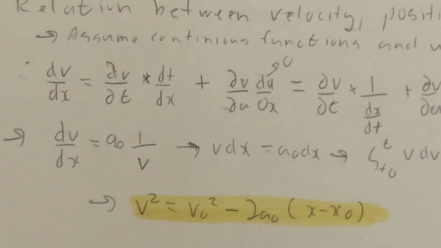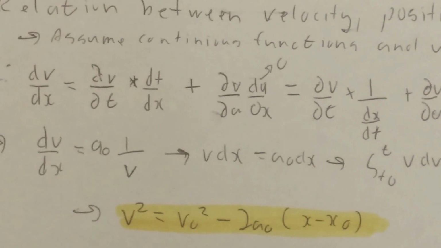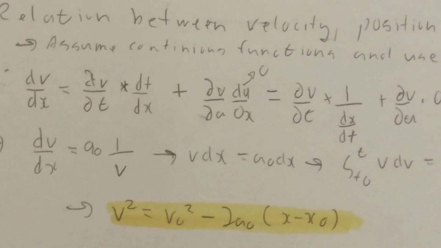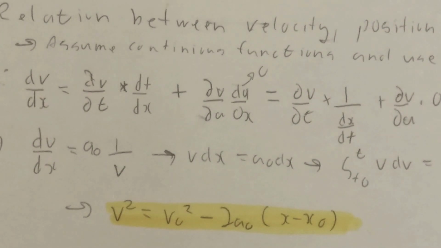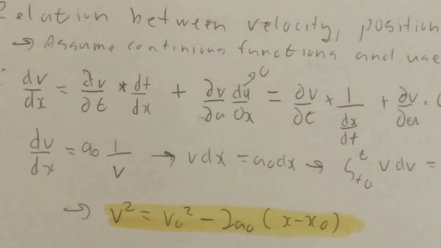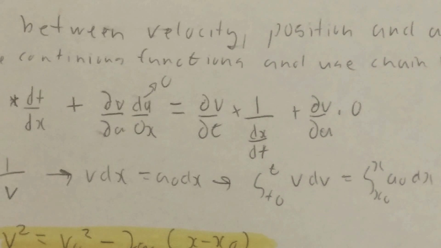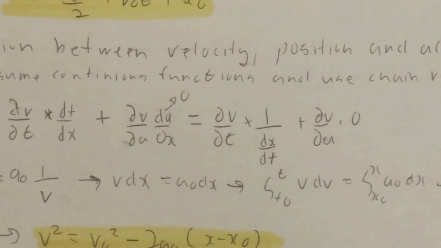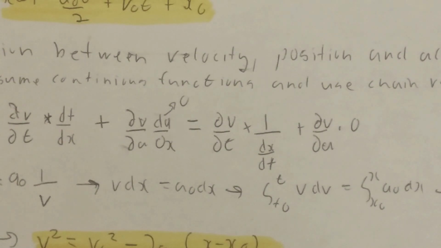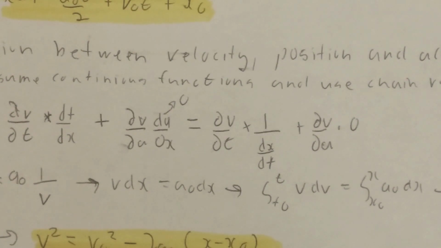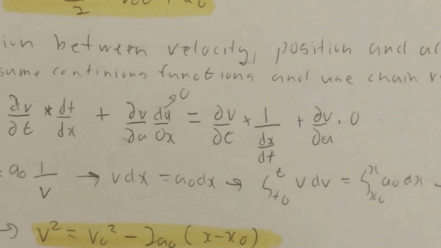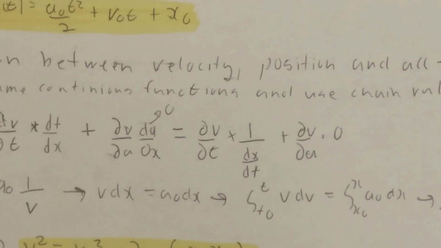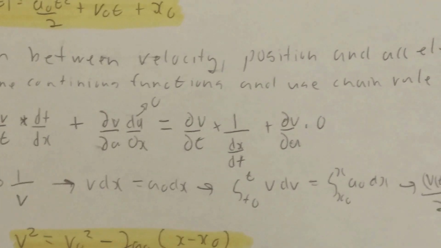So we have dv/dx equals a naught times 1 over the velocity, since dx/dt equals v. This can be arranged, with apologies to mathematicians, as these functions have to be continuous: v dv equals a naught dx.